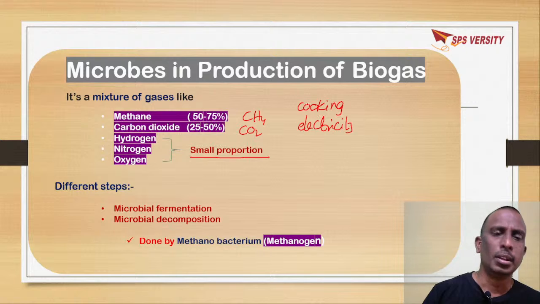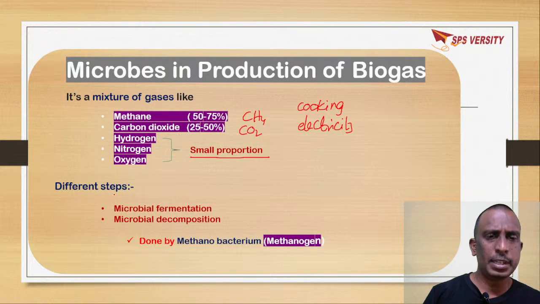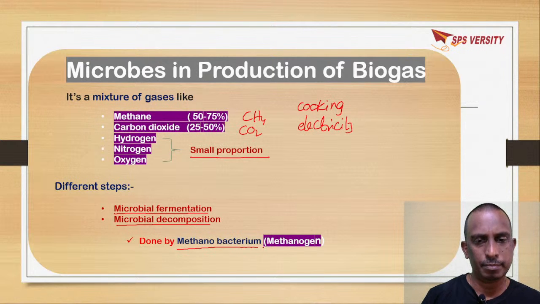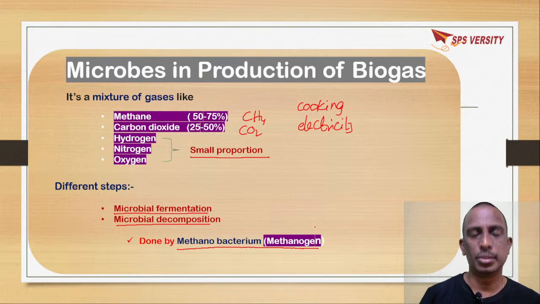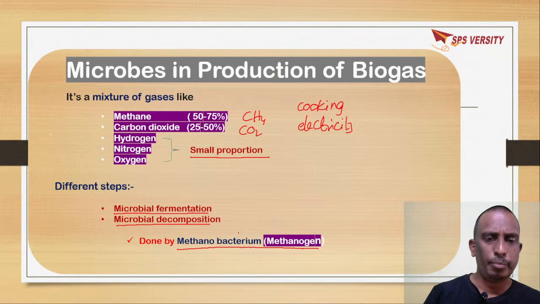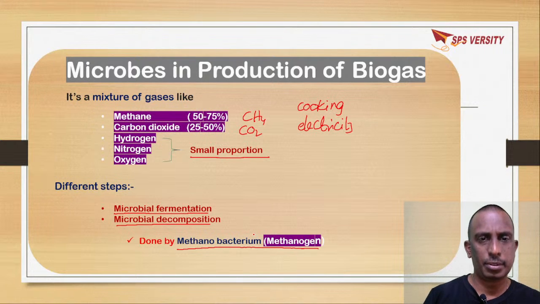So in biogas production there are different steps, that is, one is microbial fermentation and another one is decomposition, which is done by Methanobacterium. Methanobacterium comes under the group methanogens, which will release methane. Methane is one of the important constituents of biogas, which constitutes about 50 to 75%.